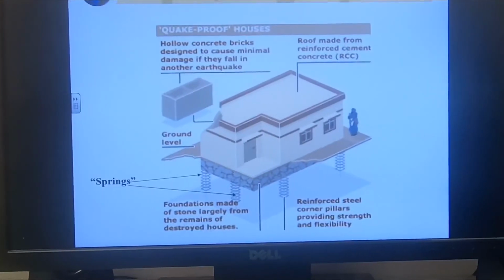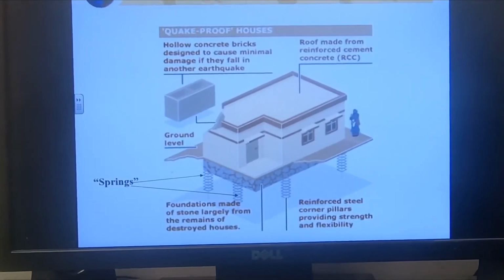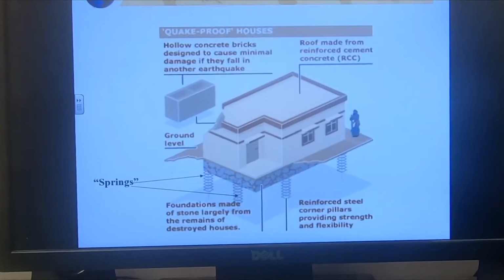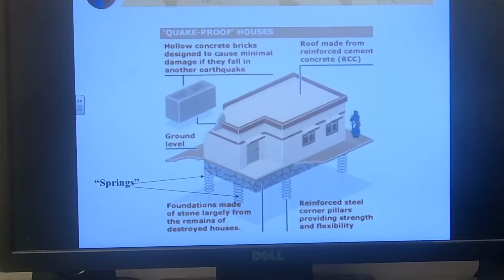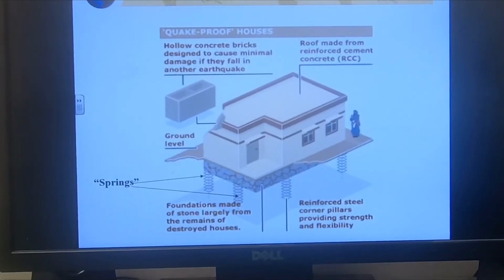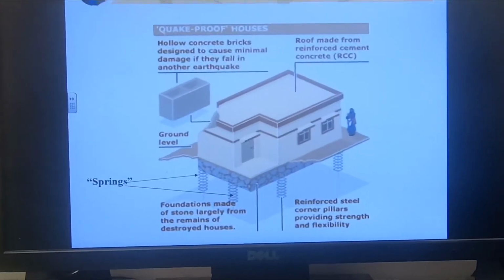Reinforced steel corner pillars. They have steel pillars that go deep into the earth to give the house more structural safety, and springs can be attached to homes as well to add a little more flexibility so the house doesn't crash over, it can move a bit up and down. And foundations made of stone, largely from the remains of destroyed houses.